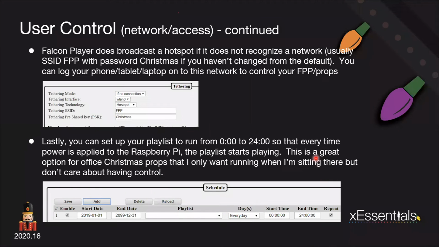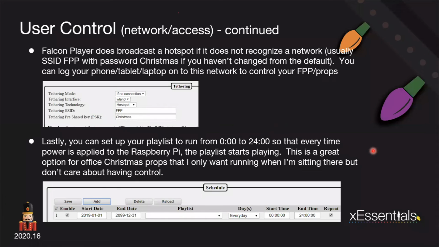Okay, so you don't want to go out and get a Hutu. That's fine. I get that, or some other travel router. Falcon Player does broadcast a hotspot if it doesn't recognize the network. And usually the SSID is FPP with the password of Christmas. If you haven't changed it from the defaults, there's tethering SSID and tethering pre-shared key right there. You can log your phone, tablet, laptop onto this network to control your FPP and props when you're somewhere that doesn't have a network that you recognize. Works great. I've used it a lot.